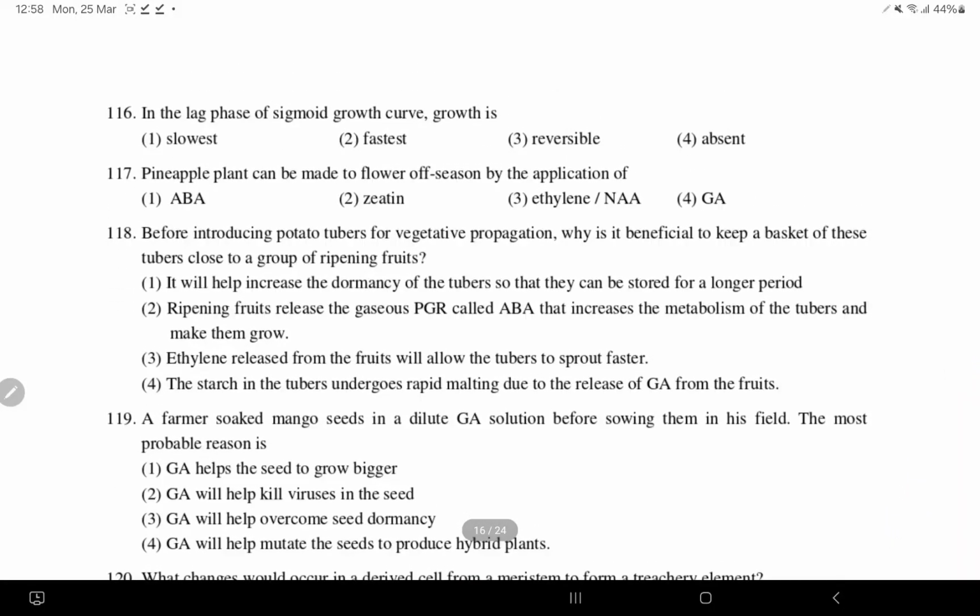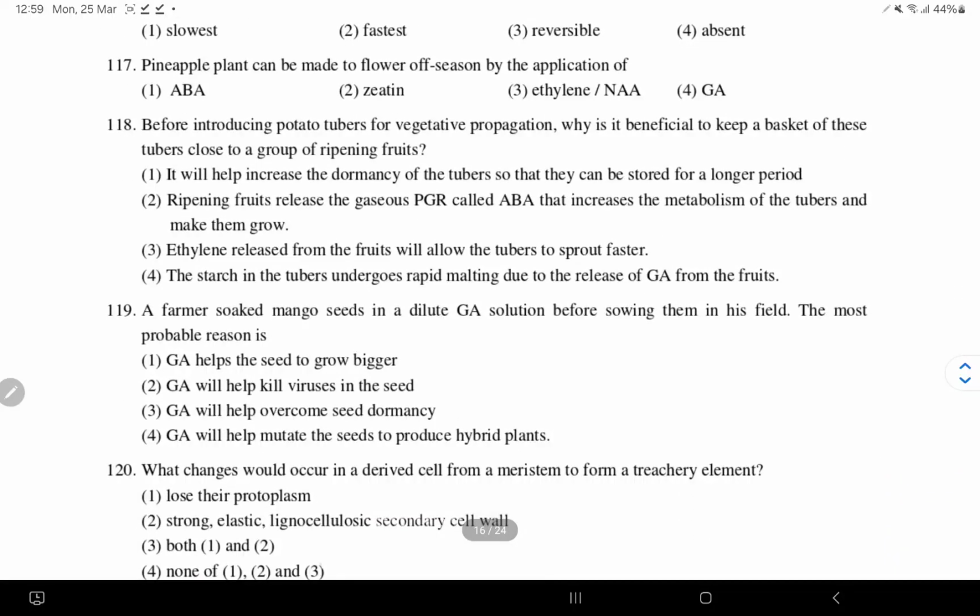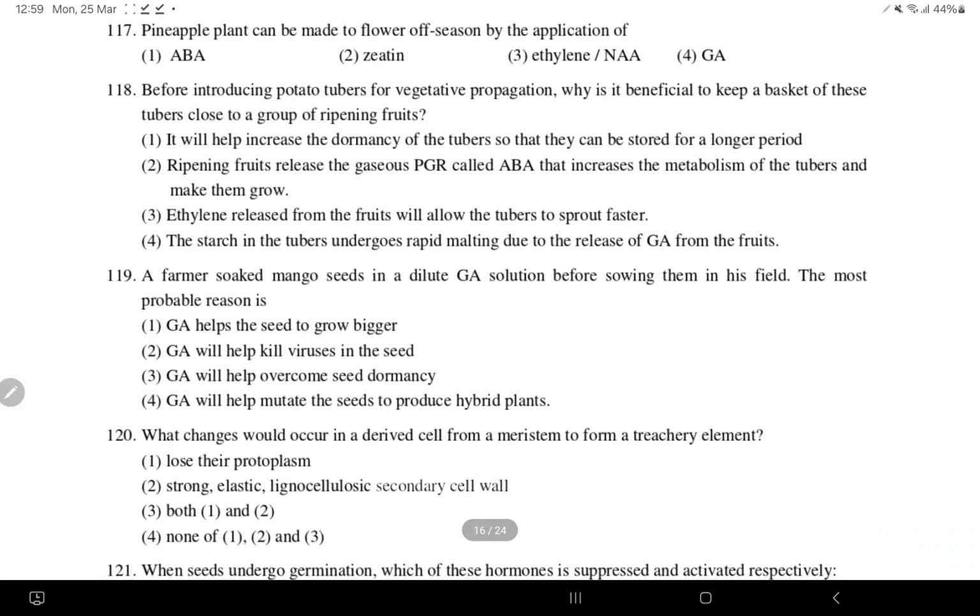Pineapple can be made to flower off-season by the application of ethylene or NAA, that is option 3, because 1 is for promoting flowering and fruit setting. Option 3. Before introducing the potato tubers for vegetative propagation, why is it beneficial to keep a basket of these tubers close to the ripening fruits? Ripening fruits will release the gaseous PGR, which is ethylene. This is ABA they gave, so this is wrong, the second one is wrong, and the third one is the right one. Ethylene released from the fruits will allow the tubers to sprout faster, that is the reason.